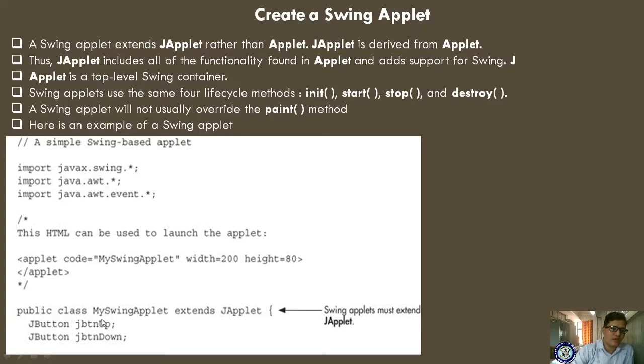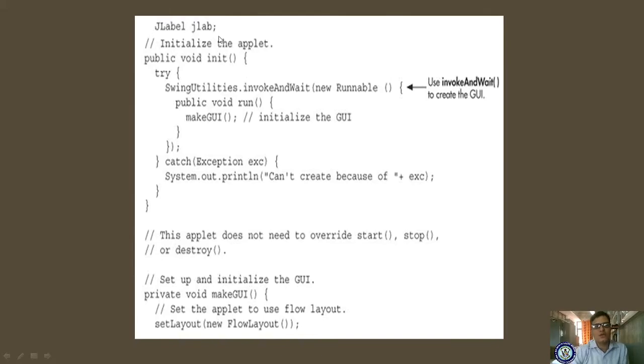Now you are creating two button objects, JButton. What are the button object names? jbtnUp, jbtnDown. So you are creating two buttons. Okay, sorry, you are declaring, not creating. You have declared two button objects. And next you have also declared one label object. What is the name of the label object? JLabel, jlab. jlab is the object of JLabel you have declared.